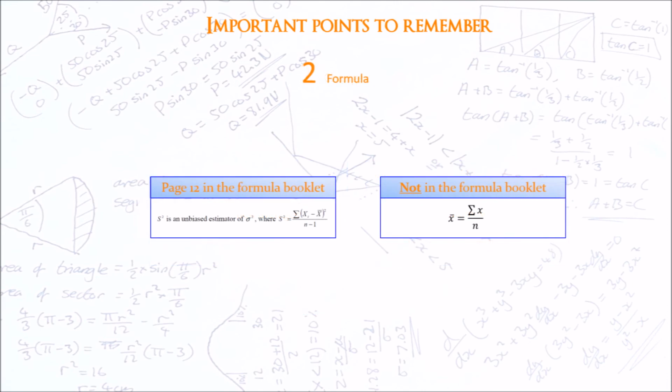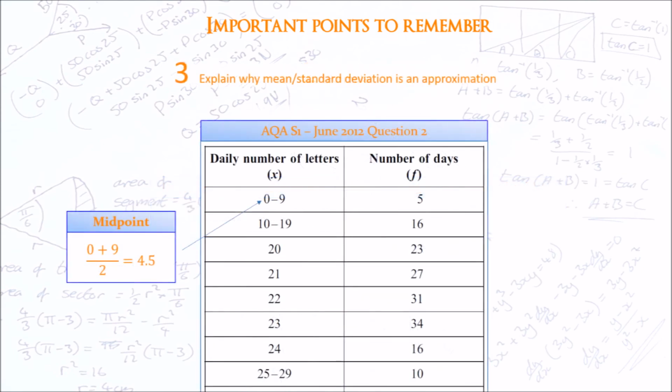The second one is the formula. If you get a question with sigma notation, remember that you can refer to your formula booklet for the variance and standard deviation, whereas you need to remember how to work out the mean from this: sigma x over n.